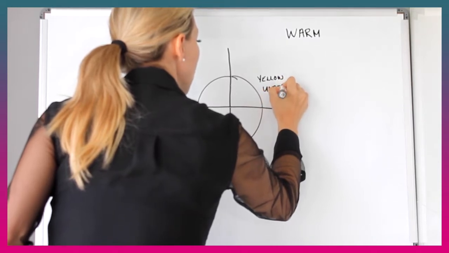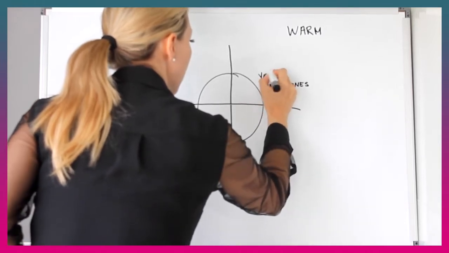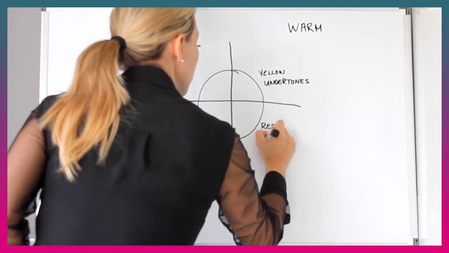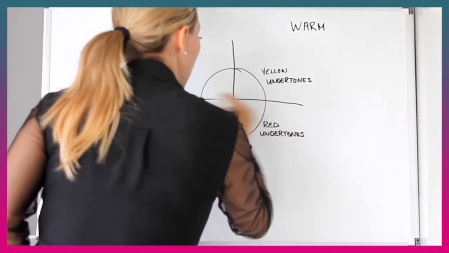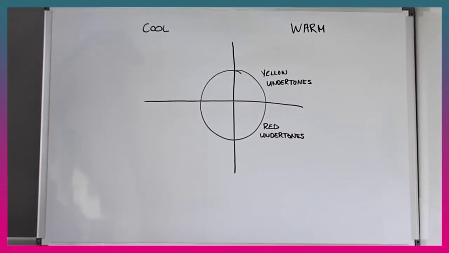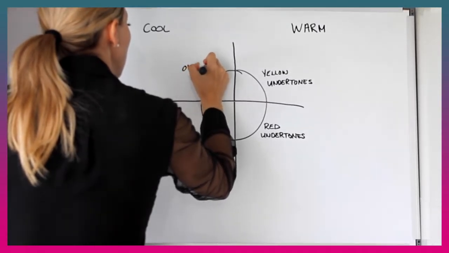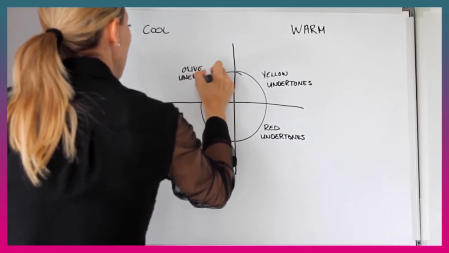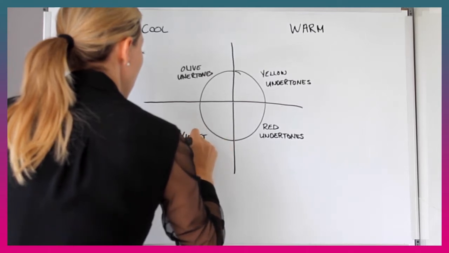undertones in the skin, which are generally seen behind the ear and down the neck. And we have red undertones. So I actually want you to write this on your paper and cut it in quarters. On the cool side, we have olive undertones, and violet undertones.